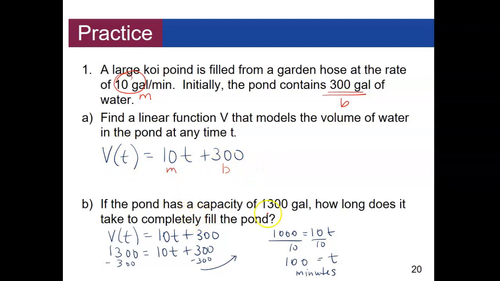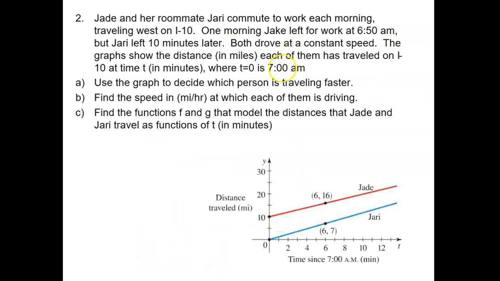If a pond has a capacity of 1,300 gallons, how long does it take to completely fill the pond? If we look at this, the capacity is its volume. So basically it's telling me that the volume is 1,300 gallons. So I'm going to put the 1,300 in for the volume and solve it for t. It just becomes a linear equation that we'll solve. And we get that after 100 minutes, the pond will have a capacity of 1,300 gallons. Here's one very similar to the one that we just got through completing about the travels. So take a minute and try this one.